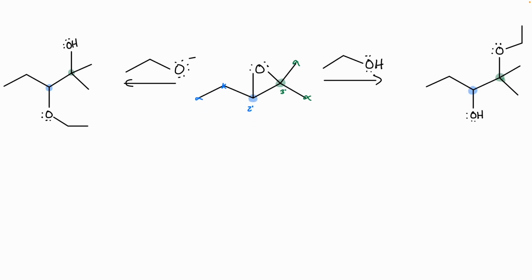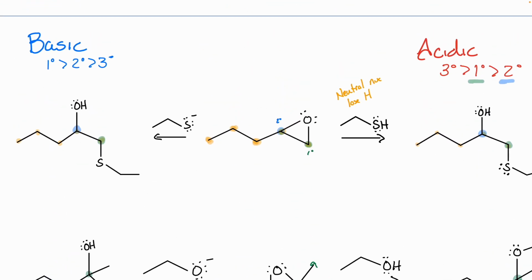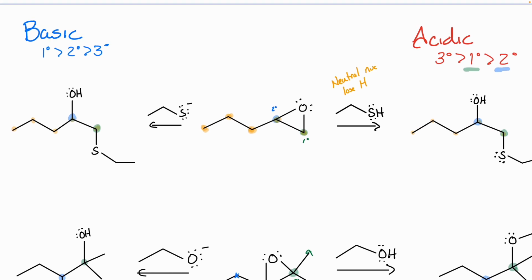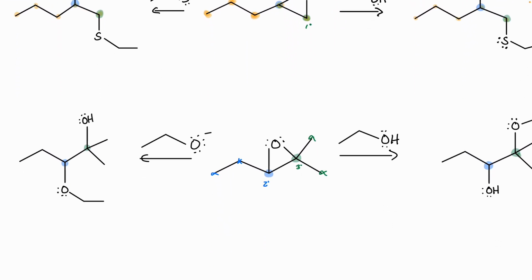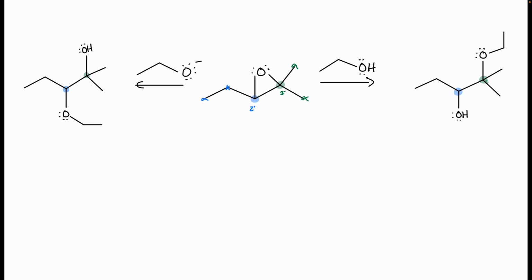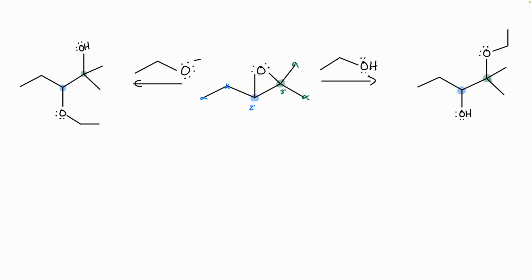So now do we see a difference between our acidic and basic conditions? Yes, because we have a tertiary carbon on that epoxide, right? If there's no tertiary carbon, you're going to get the same product regardless of which conditions you use. However, if you do have a tertiary carbon, that's going to be preferred under acidic conditions.